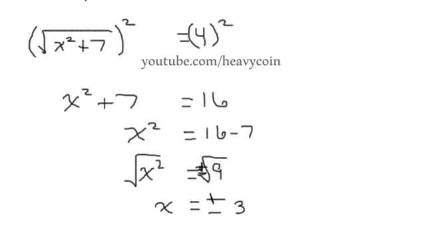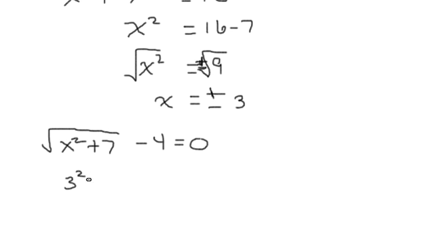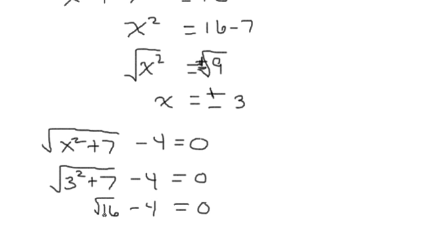Now I think what we need to do now is check this. So I'm going to rewrite. This is the square root of x squared plus 7 minus 4. Alright, let's check it. So we plug in the 3 there. Minus 4, and that should equal 0. So 3 squared is 9, and 9 plus 7 is 16. And square root of 16 is 4, and 4 minus 4 is 0.